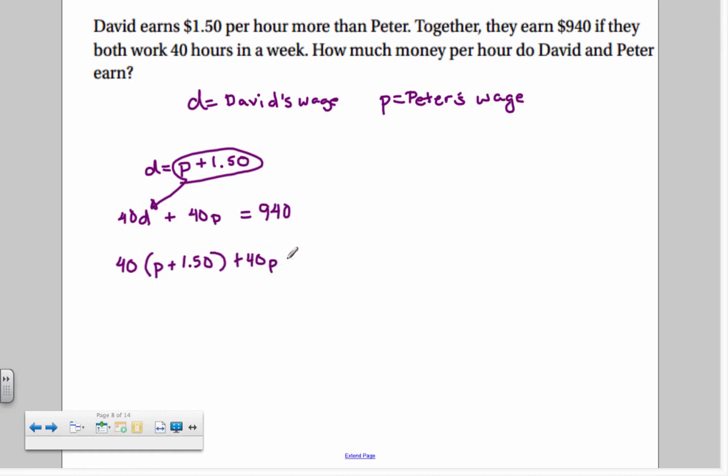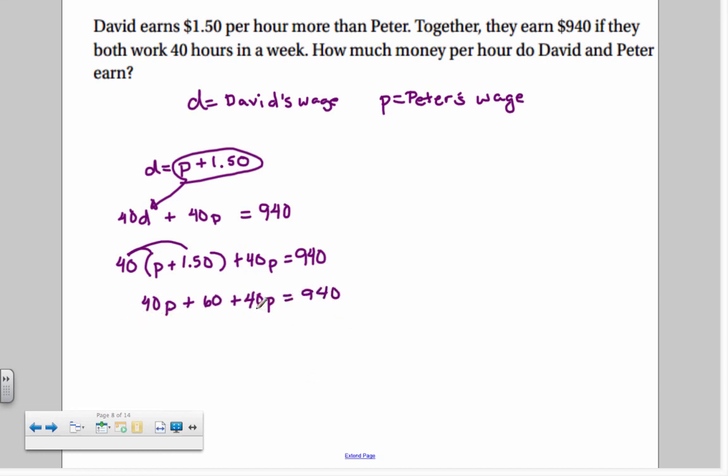Plus 40P equals 940. I should only have one variable in my equation now, that's P, so I'm going to go ahead and solve for P. First, I have to distribute the 40. So I'm going to get 40P plus 1 times 40 is 40. Half of 40 is 20, so 1.5 times 40 is 60. And then I have plus 40P equals 940.